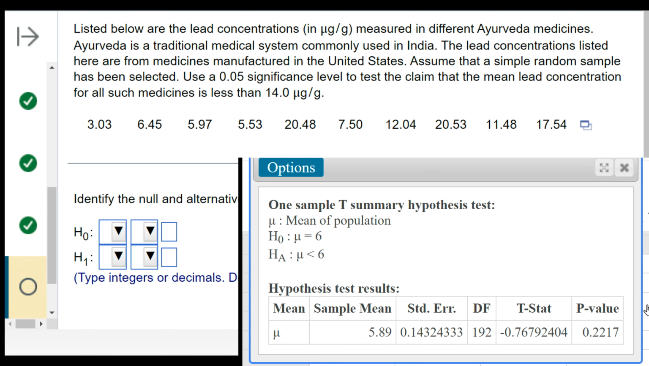Question 9. Oh goody, this one comes with raw data. I'm going to take advantage of that. I'm going to say open in StatCrunch. Open in StatCrunch. Why am I getting this?